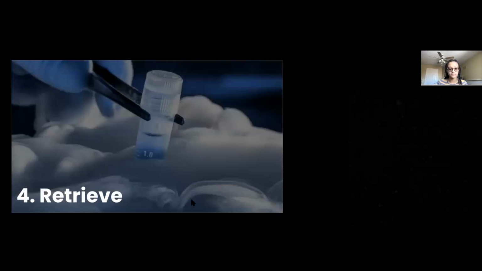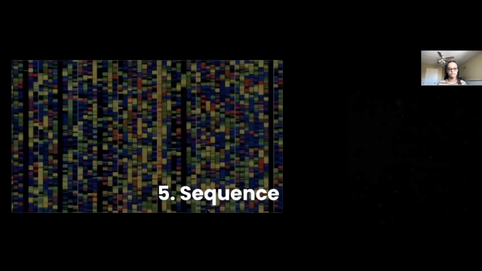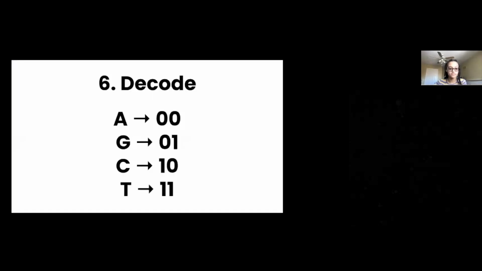And 5th step would be to sequence it, when we determine the order of the 4 bases that make up the DNA molecules. And from those 4 bases, we can decode. And so we reverse the 1st step and convert every base to a 2-bit code. From the binary sequence, it becomes possible to convert your data to the digital format.